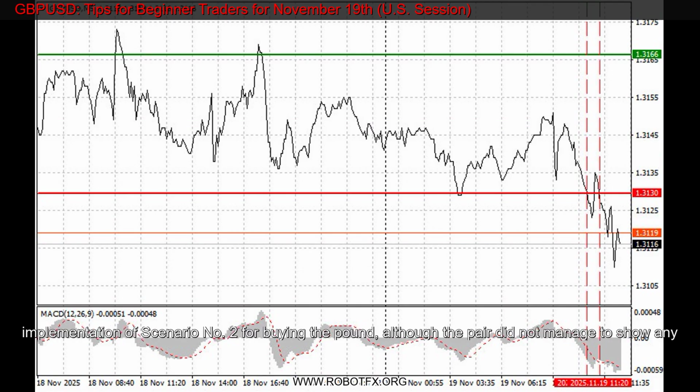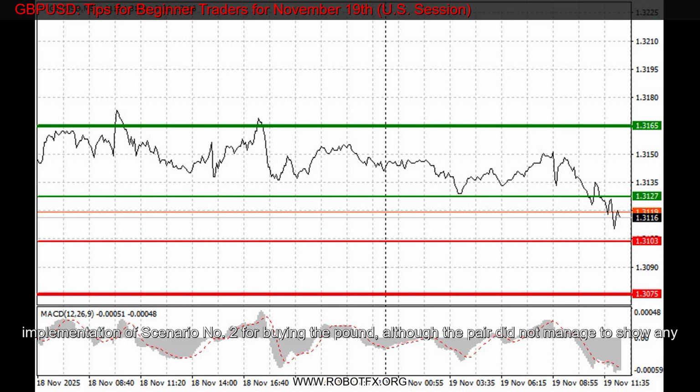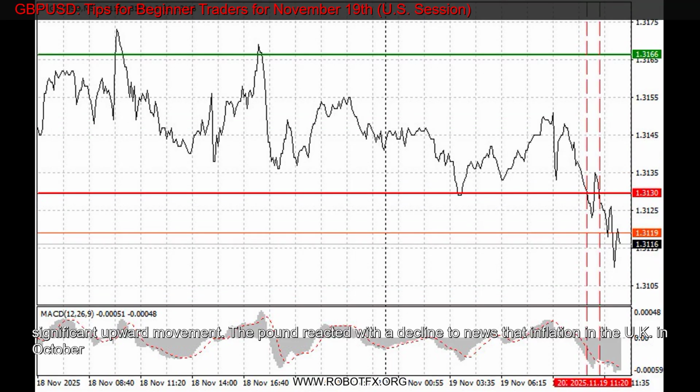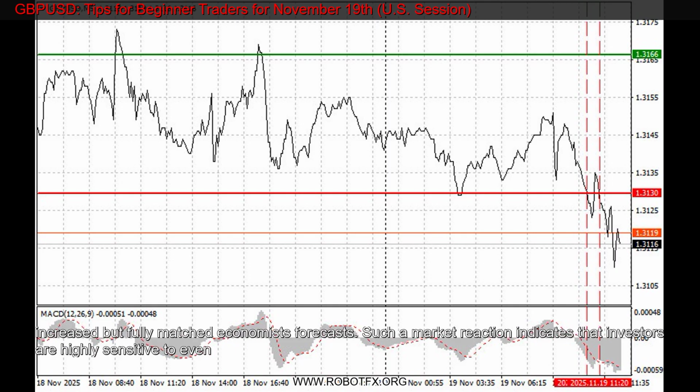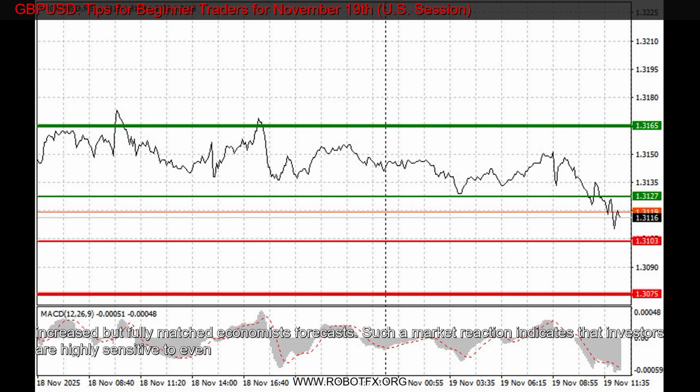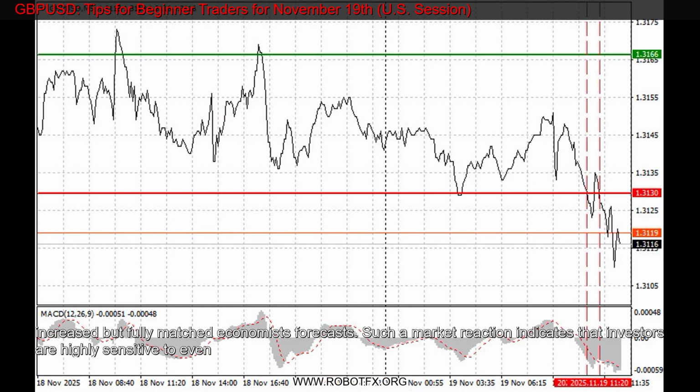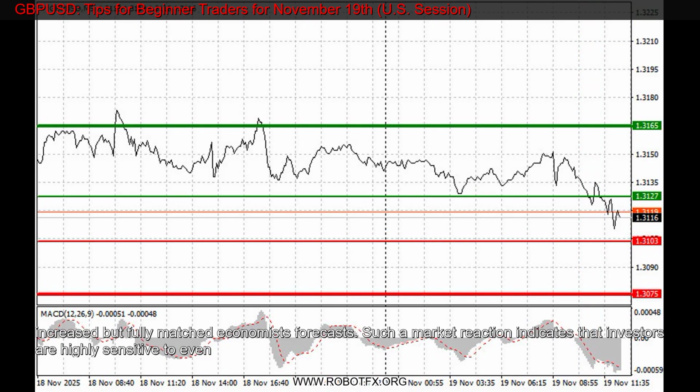The pound reacted with a decline to news that inflation in the UK in October increased but fully matched economists' forecasts. Such a market reaction indicates that investors are highly sensitive to even the smallest signals concerning the Bank of England's monetary policy outlook. The fact that the actual data matched the expectations is not negative in itself, however, given the current situation where inflation still significantly exceeds the 2% target, market participants perceive this as a sign that the Bank of England may not rush to ease monetary policy.